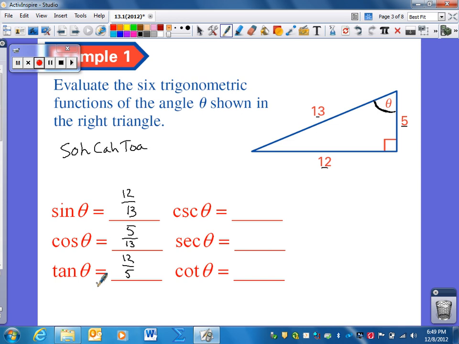Now again, the nice thing about cosecant, secant, and cotangent is once you get sine, cosine, and tangent, you just flip them. So you don't really have to memorize that one's hypotenuse over opposite or adjacent over whatever. Just flip them. 13 over 12, 13 over 5, and 5 over 12.